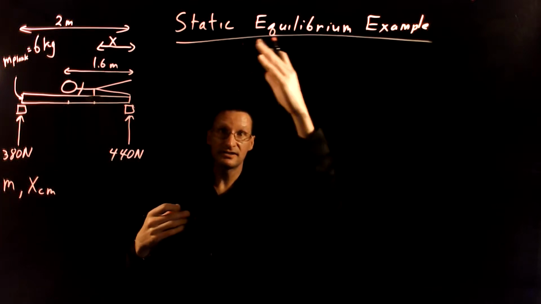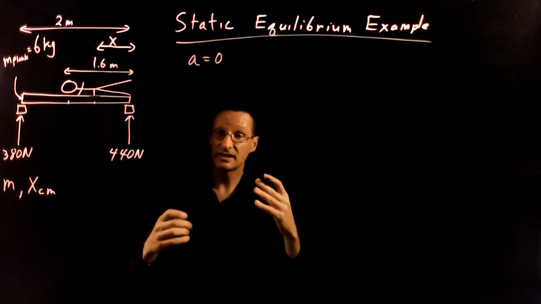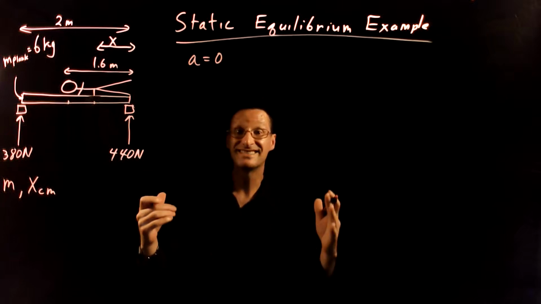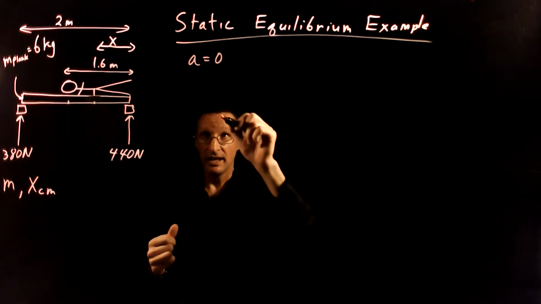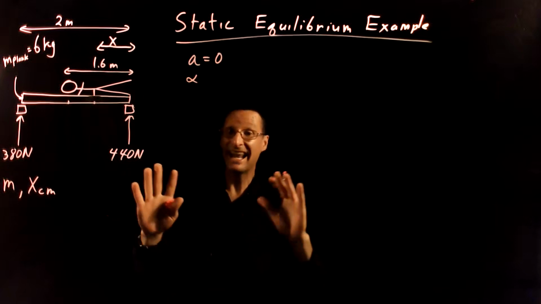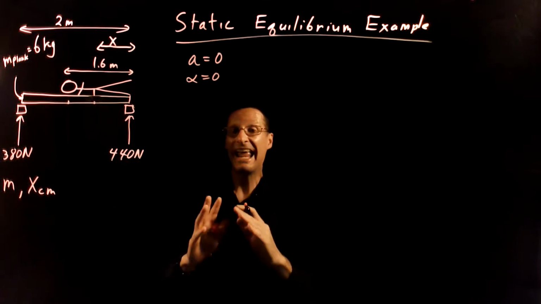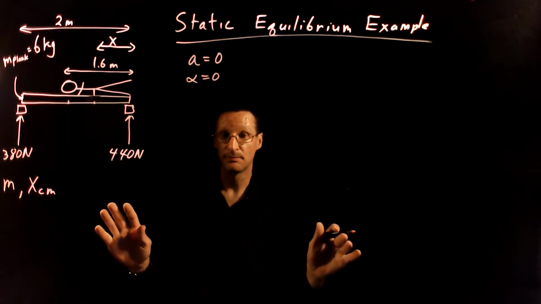Well, a key feature in static equilibrium problems is that there's no acceleration. And so this tells us the total force on the system will be 0 in any direction. The other key part is that there's no angular acceleration about any axis. So because of that, the sum of the torques about any axis will be 0.